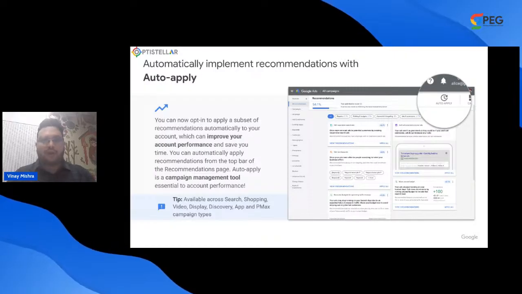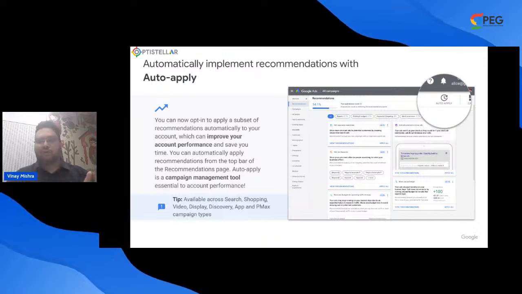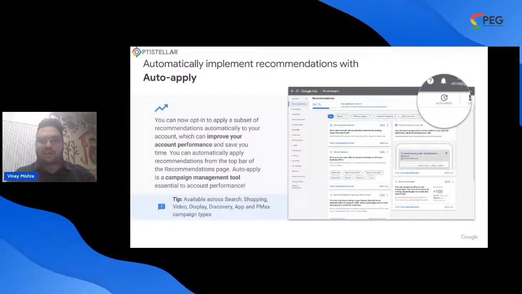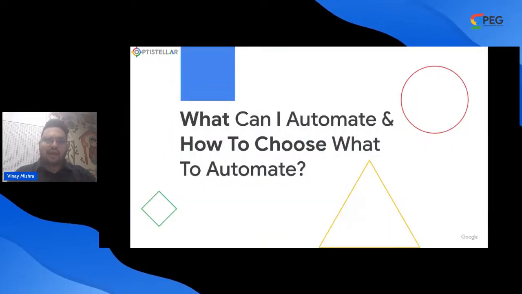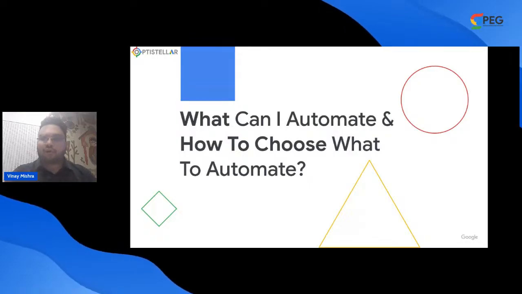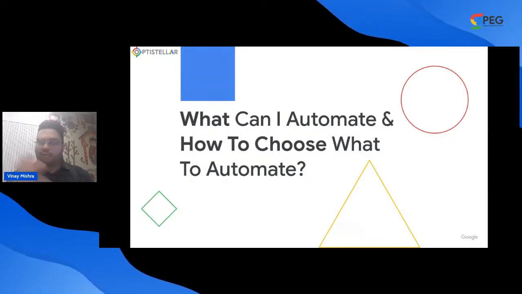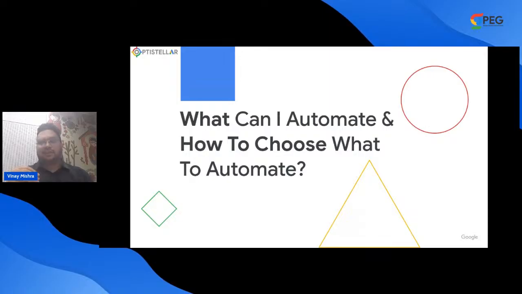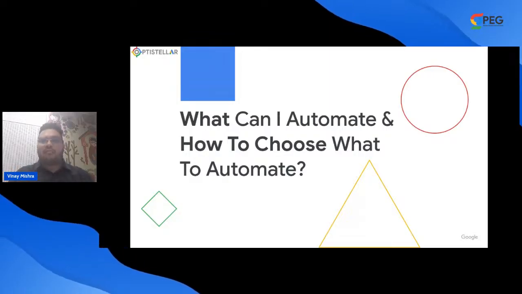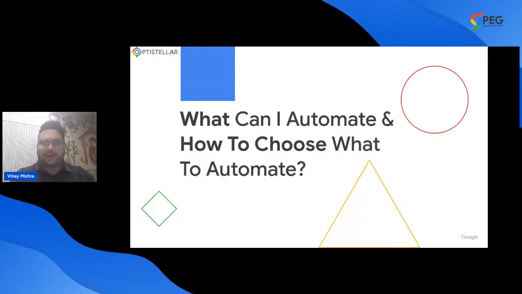As I've mentioned earlier, you are already ahead of the market, and you're already doing the best that is available for your account based on the inputs that you have already shared here. At the same time, it is also important to understand what I can automate and how to choose what to automate, right? We have understood that with auto apply, these recommendations are going to be auto applied. It is going to save you a lot of time, right? But it is also important to understand what I can automate, right, for your best practices as such.